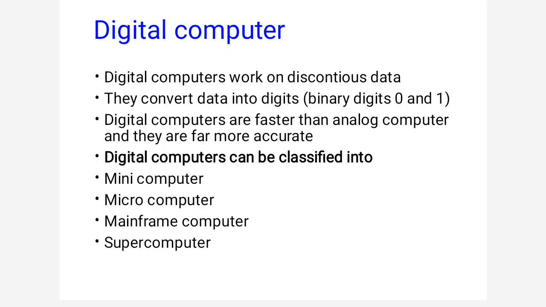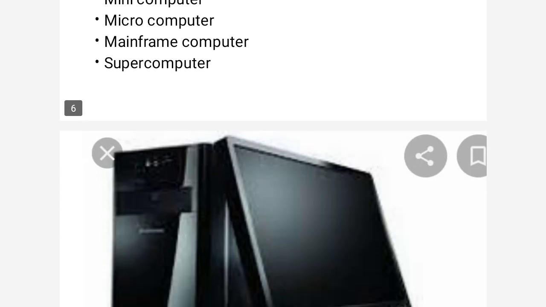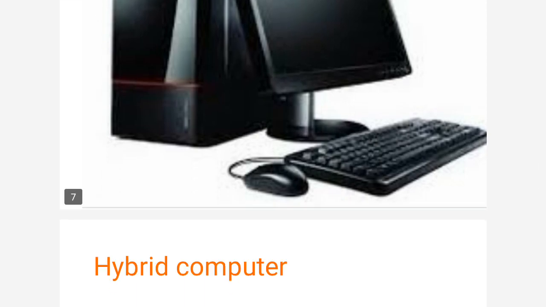Digital computers can be further classified into minicomputer, microcomputer, mainframe computer, and supercomputer. These computers I'll be explaining to you in the next video. As of now, you just remember how you can classify digital computers: mini, micro, mainframe, and supercomputers. Here I have put a picture of the digital computer, that is our desktop computer.